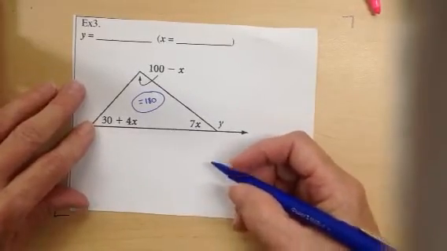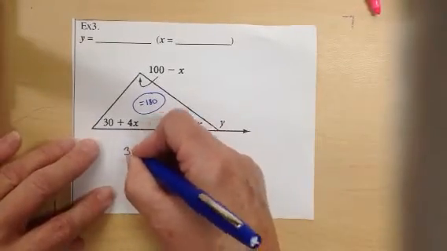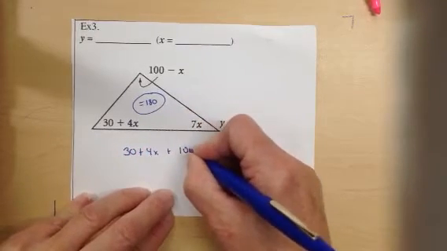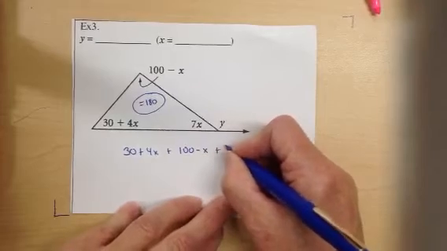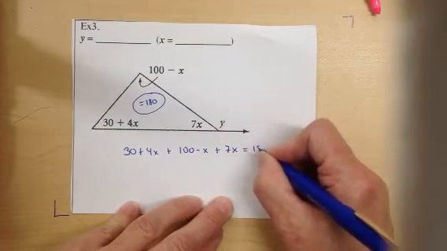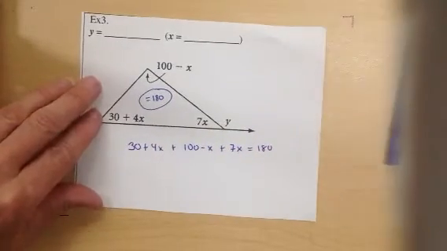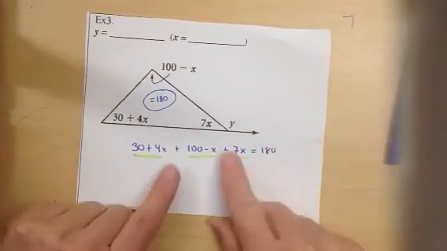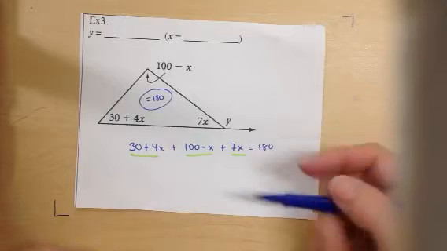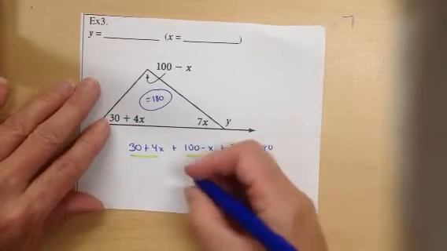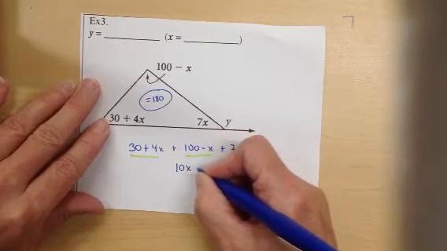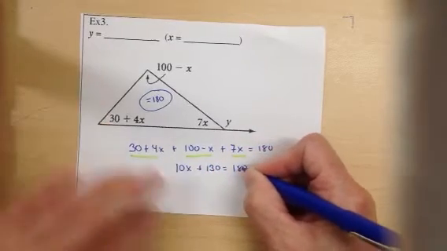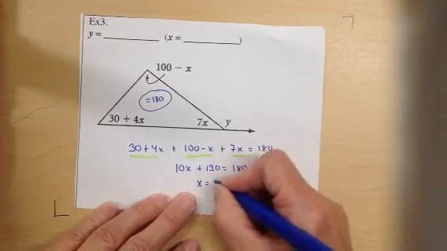So 180 inside. I know that I can add these all up, right? 30 plus 4x plus 100 minus x plus 7x equals 180. I'm going to underline those so you can see them. So I have one angle, two angles, and three angles. You have to add them all up, and they equal 180. So I can combine all my like terms, and I get 10x plus 130 equals 180. And when you finish solving that, you end up with x equals 5.